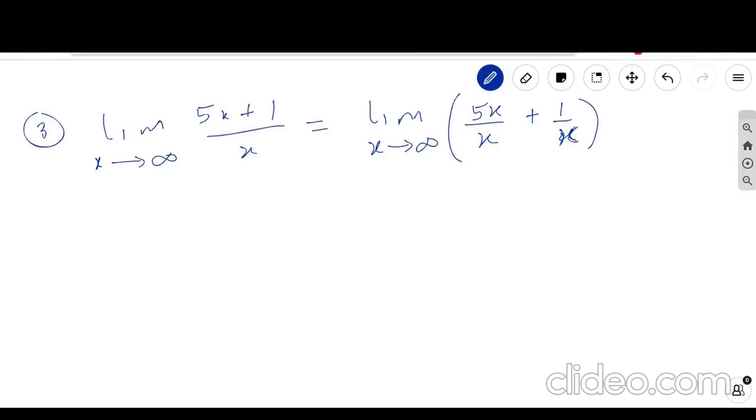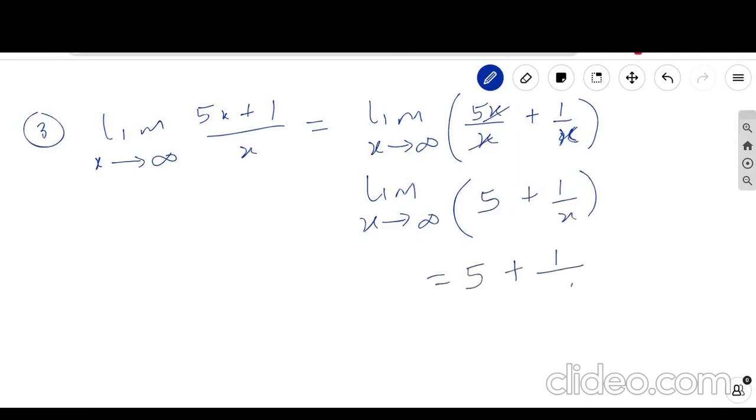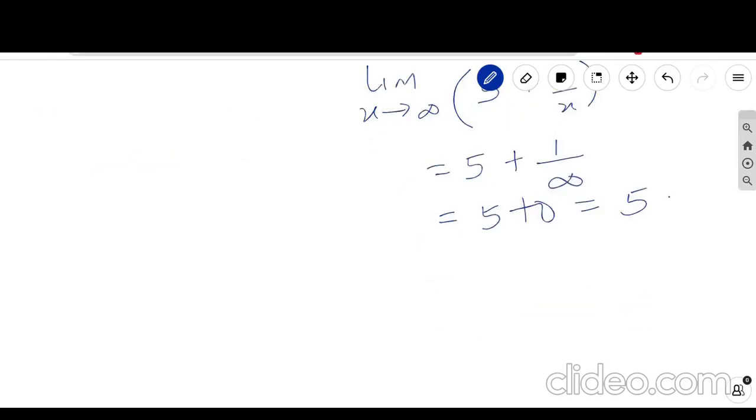So we can write this as lim x tends to infinity. This x can cancel this x, so I'm left with 5 plus 1 over x. So by substitution now, that will be 5 plus 1 over infinity. 1 over infinity is 0. Anything over infinity, 1 over infinity, 2 over infinity, is equal to 0. So we have 5 plus 0 here, which is actually 5. So that's how to tackle that.